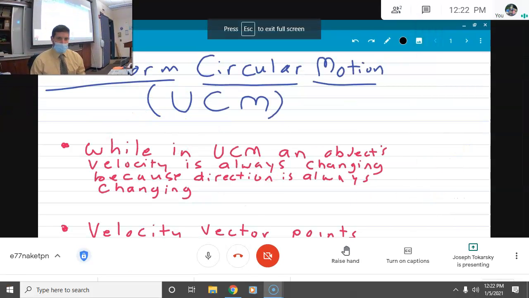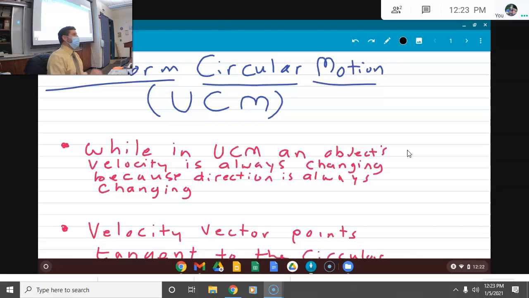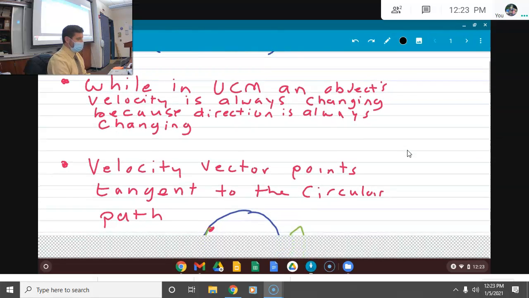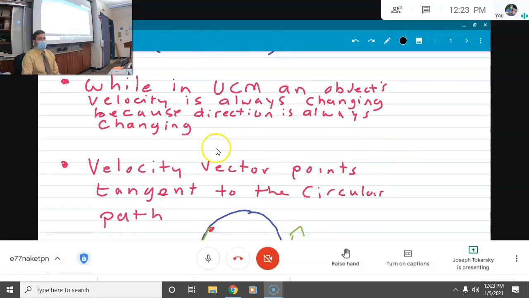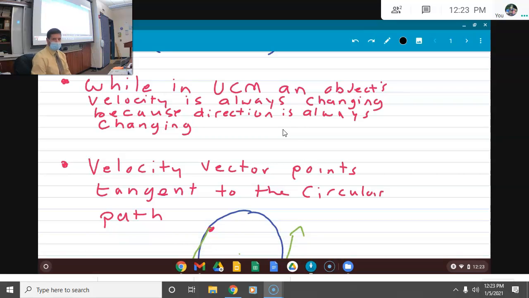All right, so again, this topic is called uniform circular motion, and uniform basically means constant. Constant speed, not speeding up or slowing down while studying circles right now. So as we said, when we're in UCM, an object's velocity is always changing because direction's changing. That's the reason why we can't say you're going at a constant velocity. Constant speed would be accurate.